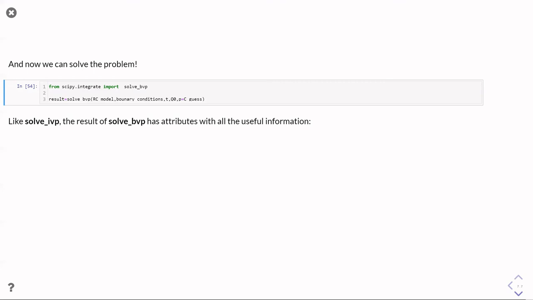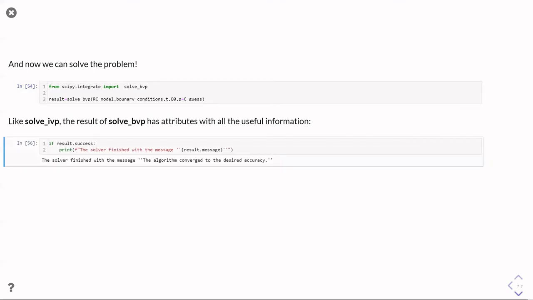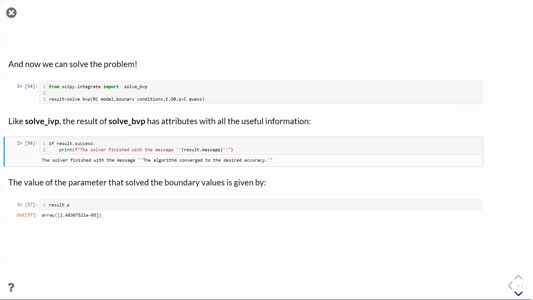And it will go away and it will return this result object, which, just like solve IVP, contains a whole bunch of useful things. So there's a .success attribute, which, if it's true, means it worked. And then you have a result.message, which you can print out. But probably more usefully is the result.p, which tells you the parameters that it found that solved the boundary conditions.